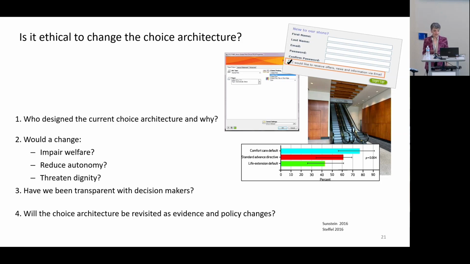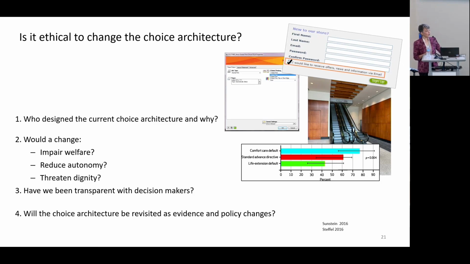Particularly in health and medicine, we need to be thinking about patient welfare, clinician welfare. Autonomy is extremely important in medical decision-making. And this idea of dignity: are we getting so manipulative that we're undermining human dignity? I think that's where the mandate for transparency comes from. If we're going to do something like this, say what we're doing and why.